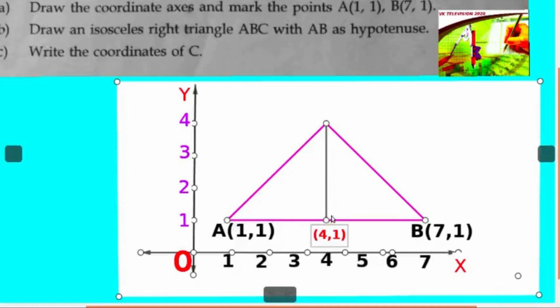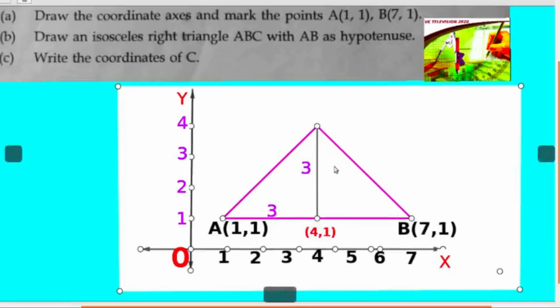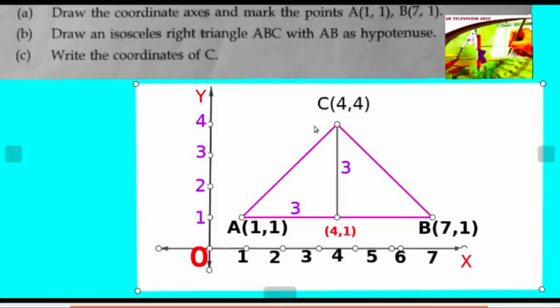This length is 3. 1 plus 3 is equal to 4. So this is also 3. Now this point is 4, 1 and this point is 7, 1. This point is 1 plus 3, that is 4, 4. So the coordinate of C is 4, 4.